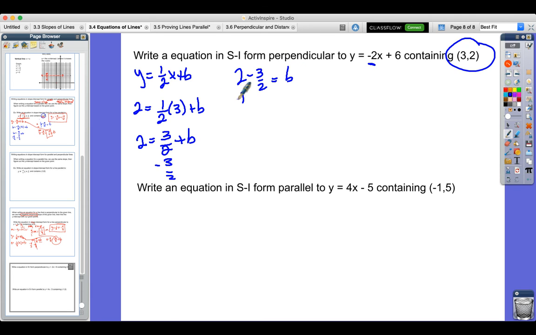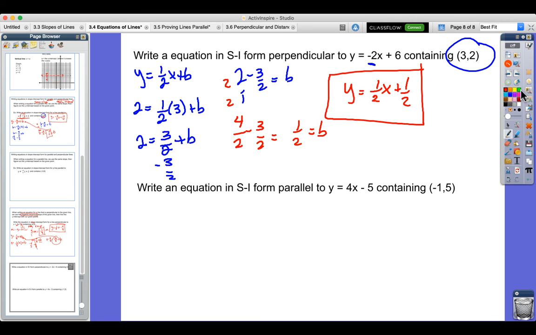This is 2 over 1. Common denominator is 2. So multiply the top and the bottom by 2 right here. I get 4 over 2 minus 3 over 2. That gives me 1 over 2, or 1/2, which equals b. So my final equation will be in the form of y equals 1/2 x plus 1/2.